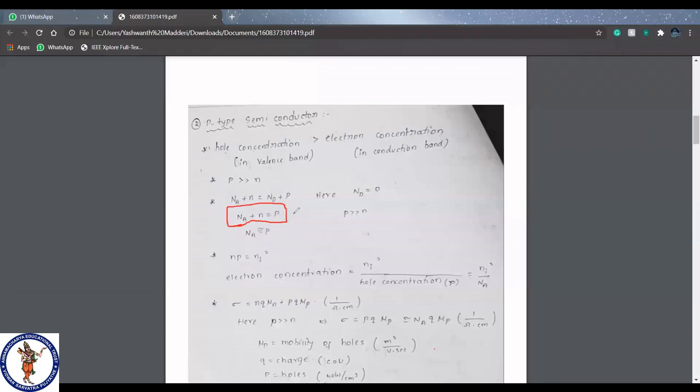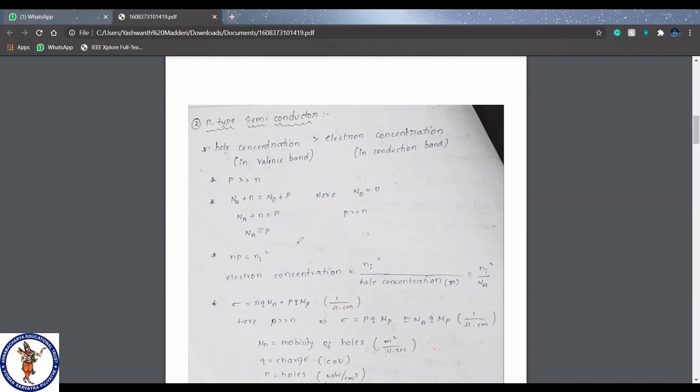This is the ideal case I'm talking about. But in practice, we know P is very high compared to N, so we can make N intentionally zero, not ideally zero. Intentionally zero means that we are approximating something. That is the reason Na is approximately equal to P.